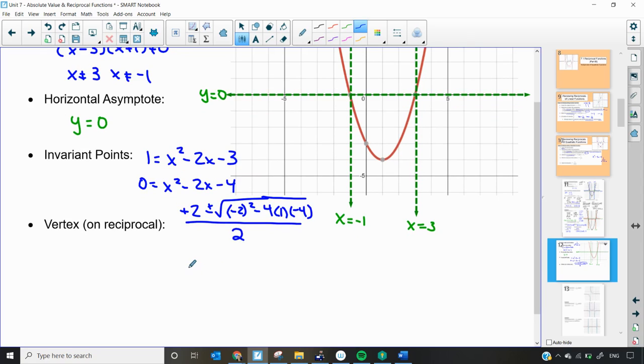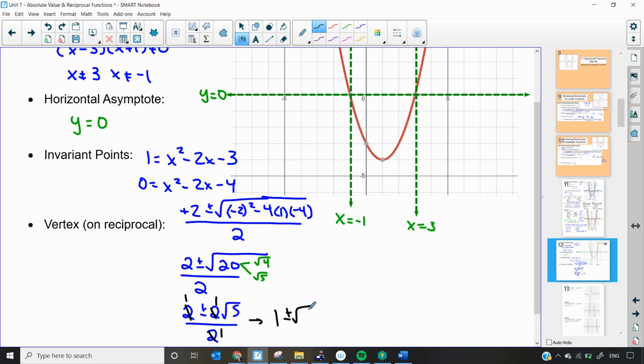Now simplifying that down, we're going to have 2 plus or minus the square root of 4 plus 16, so the square root of 20, divided by 2. And when I rearrange, remember that with 20, we can break that down by pulling out a square root of 4 and a square root of 5. So we have 2 plus or minus 2 times the square root of 5, all divided by 2. And then this will simplify down. So we're going to have 1, 1, and 1. So our point here would become 1 plus or minus root 5. So our invariant point is going to happen at 1 plus or minus root 5, comma 1.